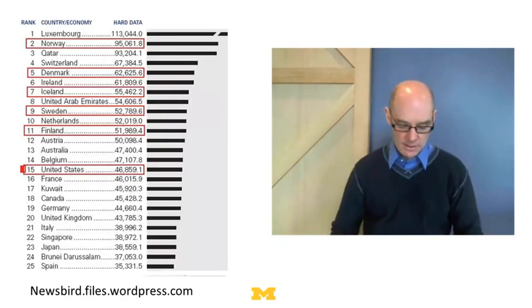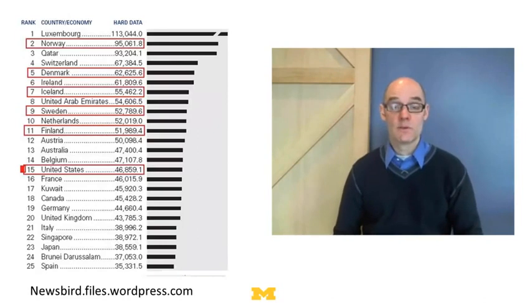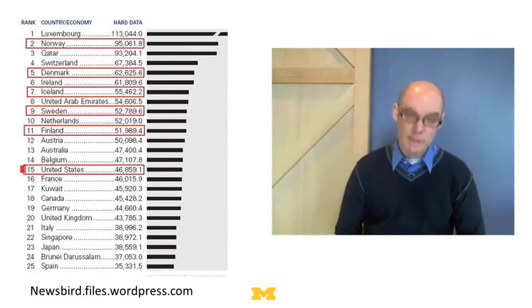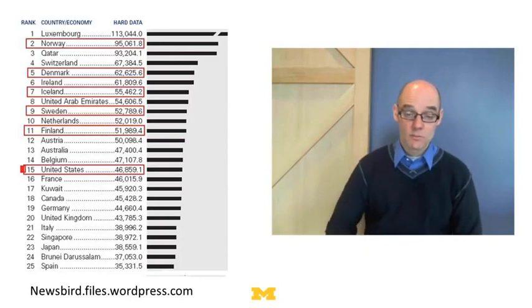Okay, and there's data kept on this. For example, here's a whole bunch of countries in the world and their GDP. You see Luxembourg at the very top. If you look down a little ways, you'll see the United States right at 15th, with a per capita GDP of about 47,000. Further down, you see Spain. And there are very poor countries where GDP is measured in the single digits, thousands of dollars per person.